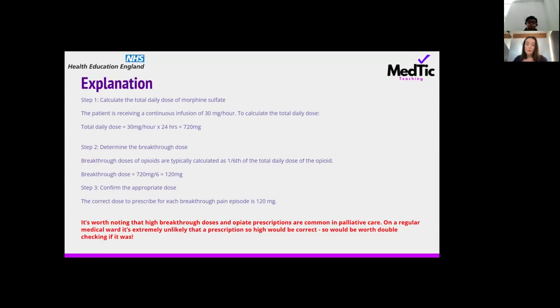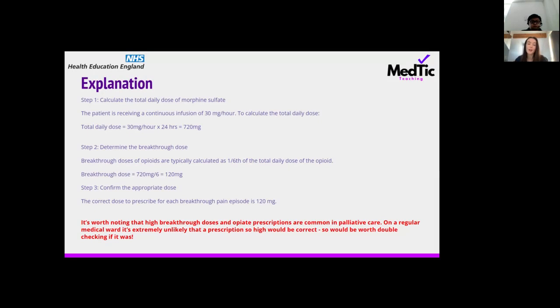So in this question, the first thing you need to do is calculate the person's total daily dose of morphine that they're getting. They're getting a continuous infusion of 30 milligrams each hour. So first of all, if you calculate the whole daily dose, which is 30 times 24, you get a total daily dose of 720 milligrams. And then afterwards, we need to calculate the breakthrough dose from that. The question has been quite nice to you and said that the breakthrough dose is 1/6 of the total daily dose. So if you take your 720 and divide it by 6, you get 120 milligrams as that person's breakthrough pain dose.